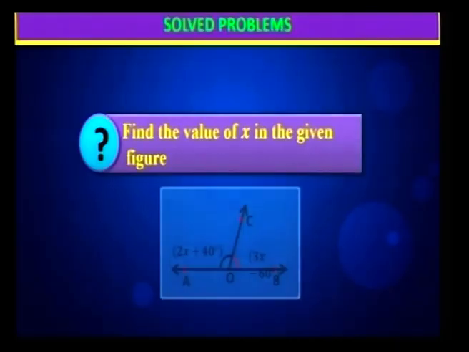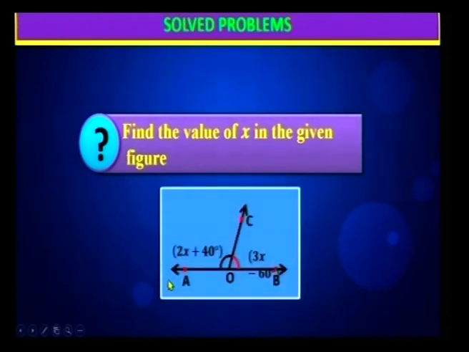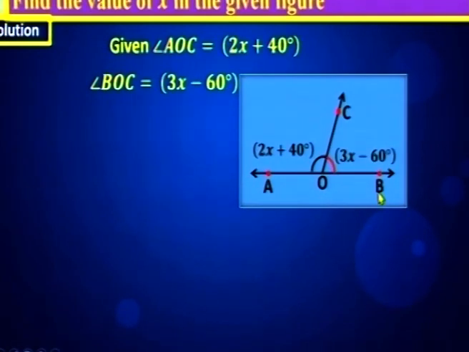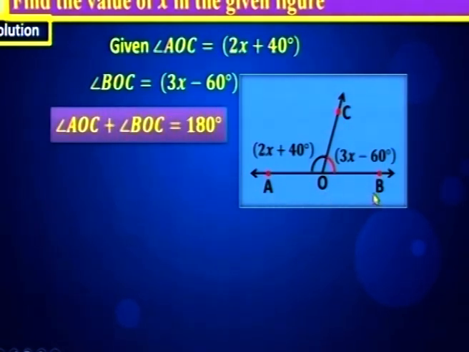Find the value of x in the given figure. So here a pair of adjacent angles are given. We need to find the value of x. Let's start with the solution. From the figure, angle AOC is 2x plus 40 degrees, whereas angle BOC is 3x minus 60 degrees. Now if we add AOC and BOC, we get 180 degrees. Why? Because these two adjacent angles form a linear pair, as AOB is a straight line.